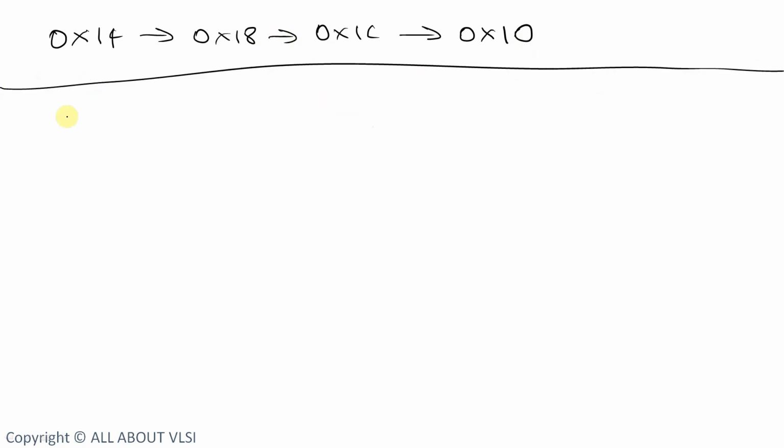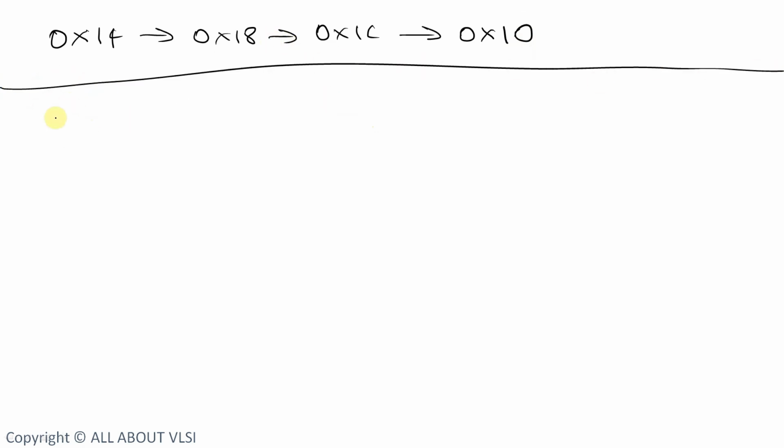Now let us take one more final example. Let's say your starting address is equal to 14, then your next address should be 18, then the next address should be 1C, and next you should wrap back to the starting address, that is 10. So this should be your address sequence in the case of your WRAP 4.